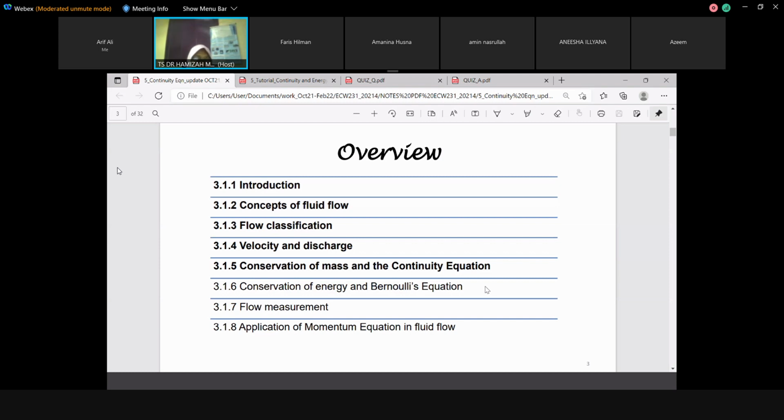Flow classification, what are the definitions of hydrodynamics, what concept do we use in this topic?